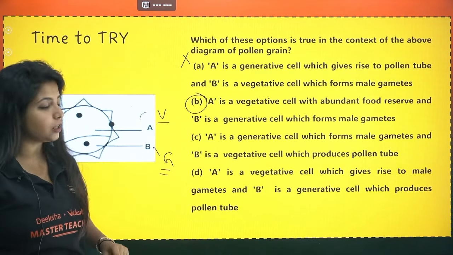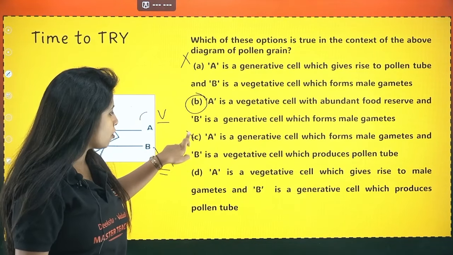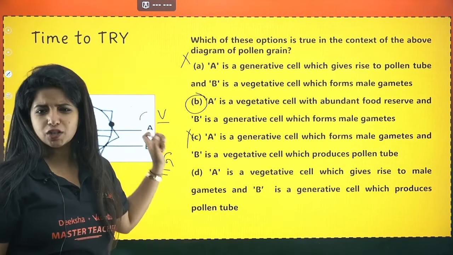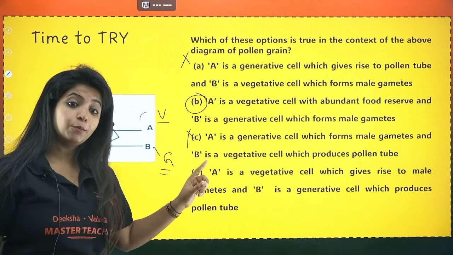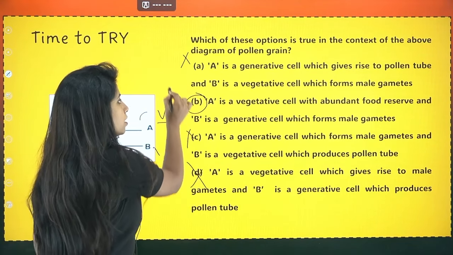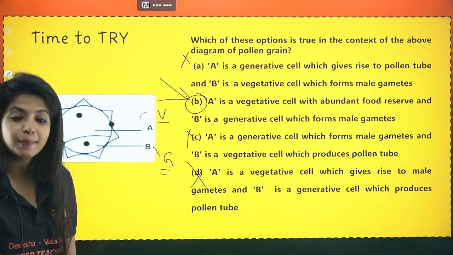But still let me read the other option. A is generative cell, again wrong. A is vegetative cell which gives rise to male gametes. Vegetative cell does not give rise to male gametes, right? Gametes, G over here. Generative cell does that. So this is again going to be wrong. Your answer for this question is going to be B.